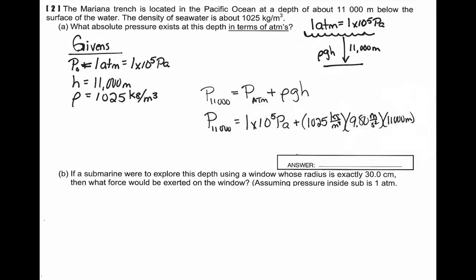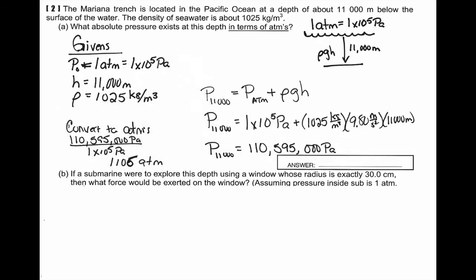So this is a nice, easy problem. Just put it in straightforwardly, plug in the numbers, and I get a pretty big number for the pressure. But the question says, what is the answer in terms of atmospheres? So I need to take this number and convert it over to atmospheres. So I'm going to take this 110 million pascals and divide it by 100,000 pascals. And that's going to give me 1,106 atmospheres of pressure.